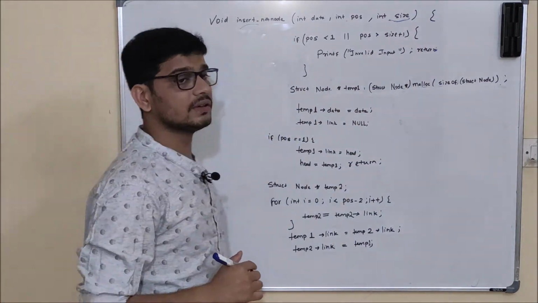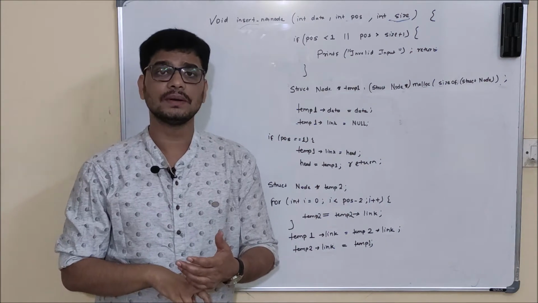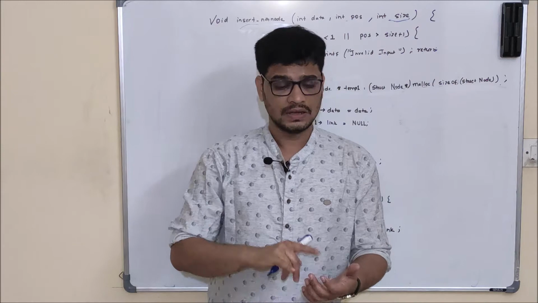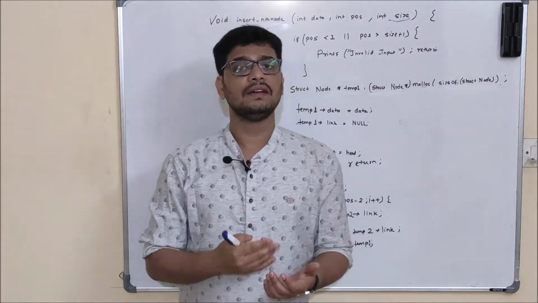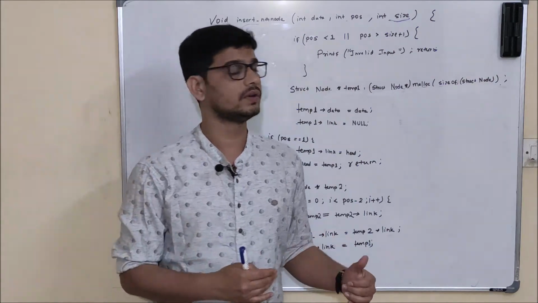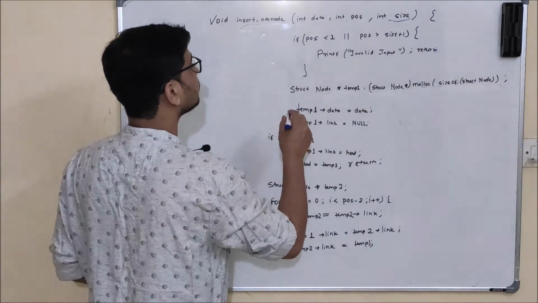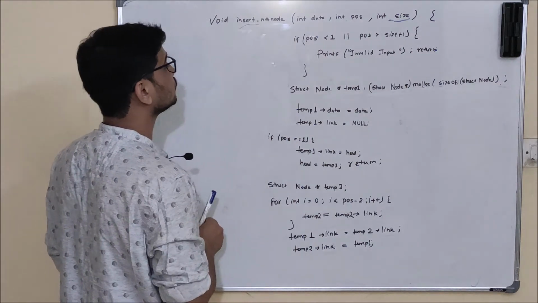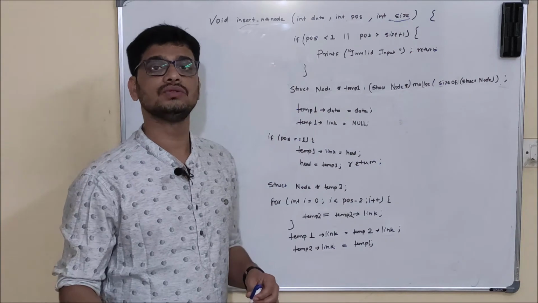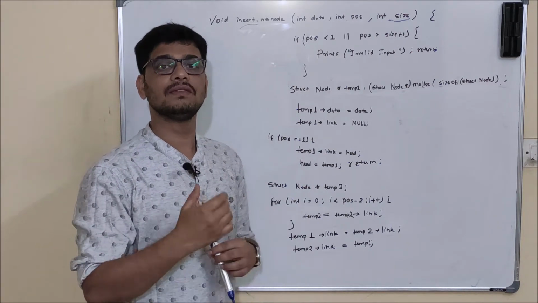So if you remember, there were a total of 4 cases. First, if position is smaller than 1; second, if position is greater than size plus 1; third, if we want to insert at the first position; and fourth, if we want to insert a node at any other valid position except the first one. So in case 1 and case 2, as these were wrong inputs, we need to convey a message to the user that they have given a wrong input, please give a valid one.